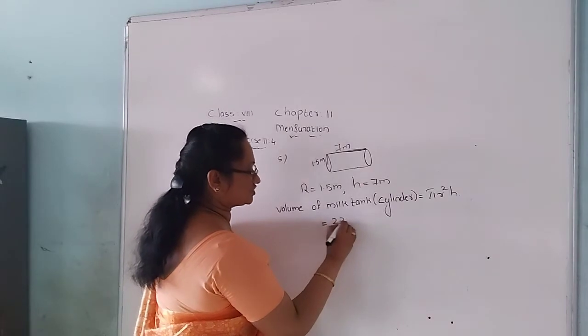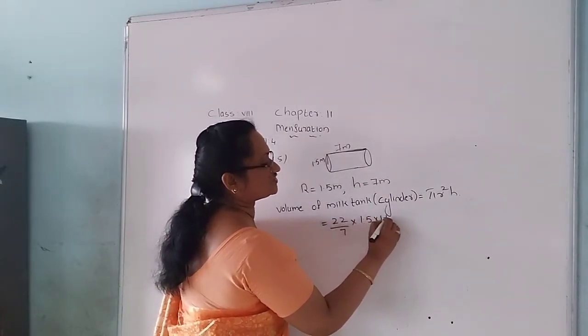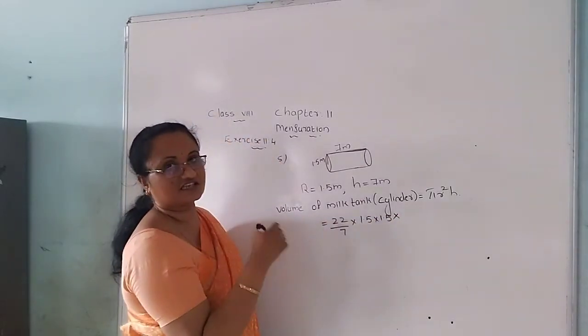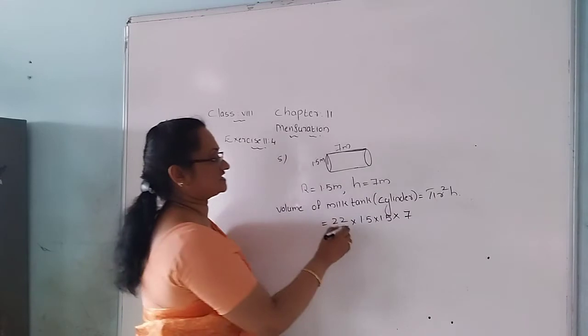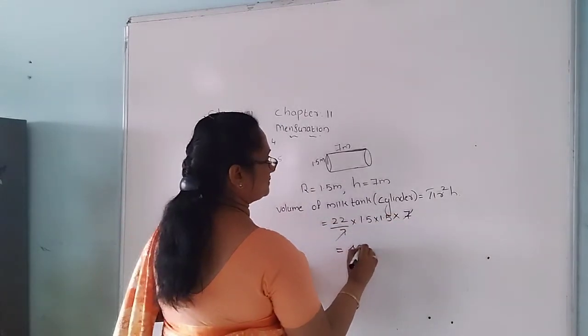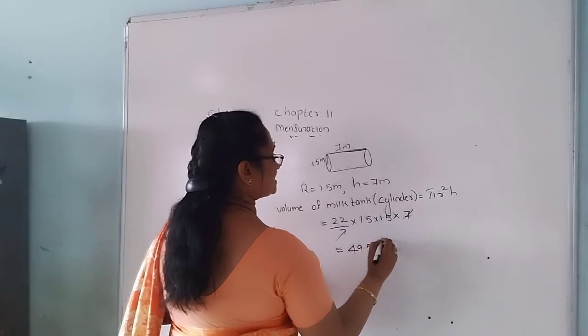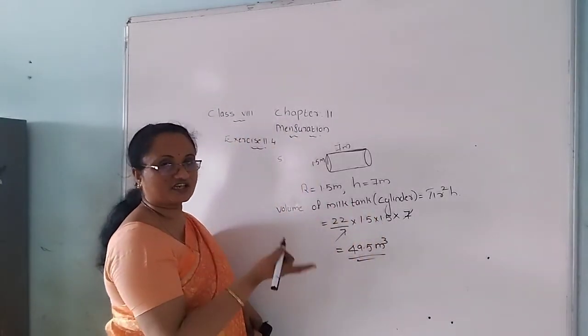Pi place 22/7, radius place 1.5, and r square means 2 times, so multiply on the right-hand side. The h value is given as 7; 7 and 7 cancel. Multiply the remaining part. The answer is 49.5 meter cube. The unit is meter, so the volume is in meter cube.